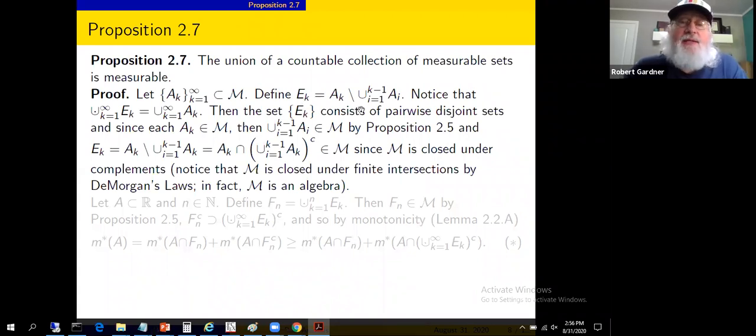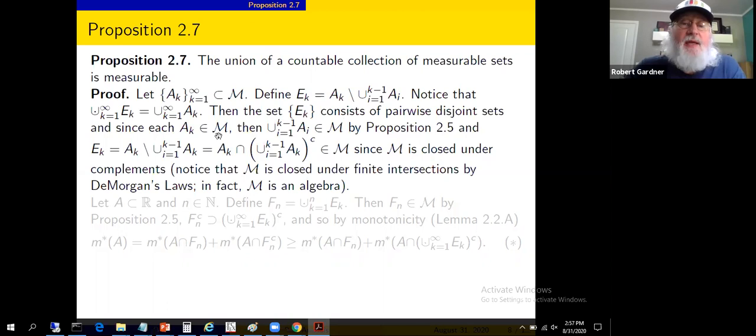In particular, it's making these E sub k's disjoint. All right, so we're going to take advantage of finite additivity, which requires disjointness. So that's part of where we're going with this. So the E sub k's are disjoint. Do this for all natural numbers k. We've got the disjointness also at any stage, and when we pass to the infinite union, the union of the E sub k's is the union of the A sub k's. So they contain the same points. We've just taken the A sub k's and chopped them up into some disjoint parts. The E sub k's consist of pairwise disjoint sets.